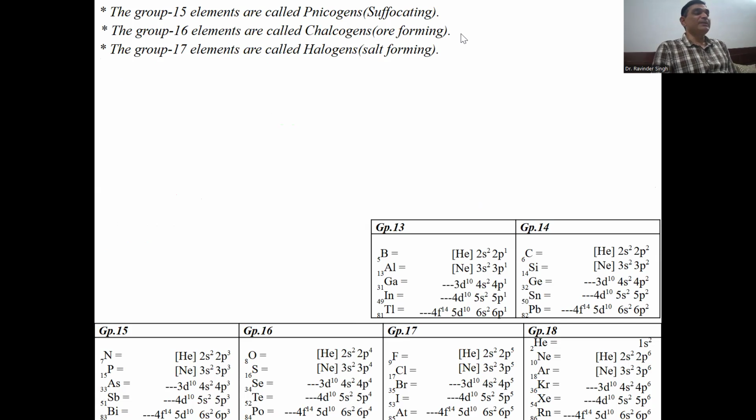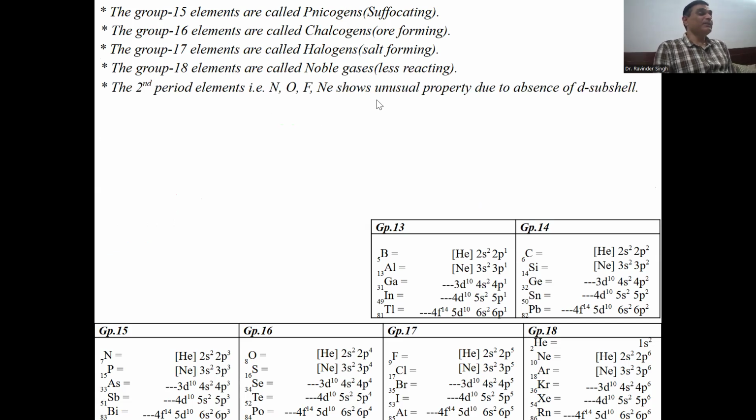Group number 17 elements are called halogens due to their salt forming nature, like we already know about the NaCl salt we generally use in our homes. Group number 18 elements are also called noble gases due to their low reactivity. The second period elements you can see here, that is nitrogen, oxygen, fluorine, neon.